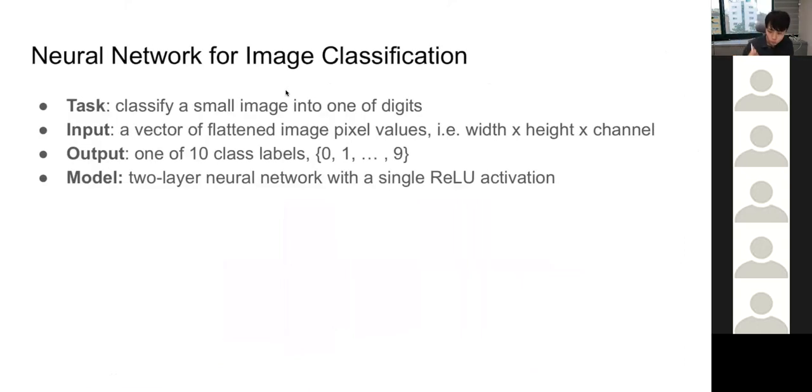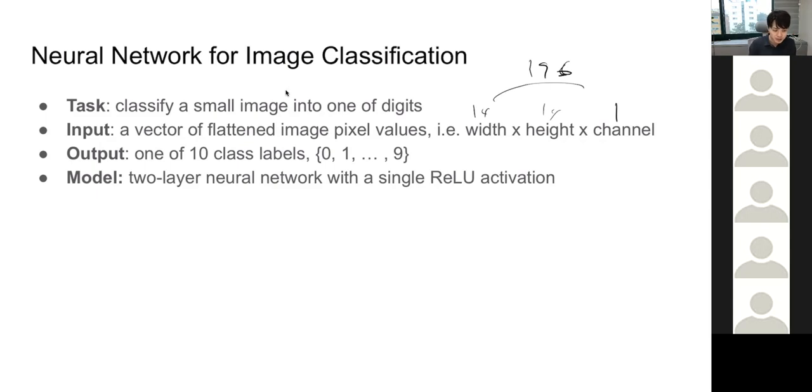All right, so we got up to here where we can create now a neural network for image classification. We know how to optimize it. We know how to define the loss function. If we want to classify a small image into one of the digits, then the input will be straightforward. It'll be a vector because you can just flatten the image pixel values, height times width times channel, into one vector. Suppose like 14 by 14, and let's say just black and white, so one channel, then this will be just 196 input values. But the output will be classes.